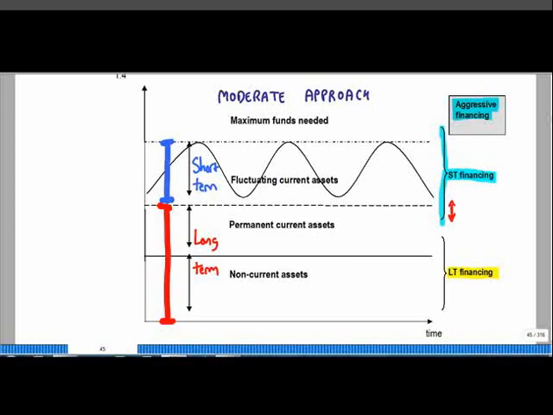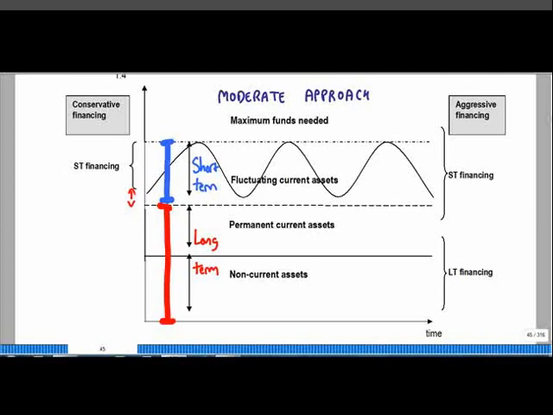The other extreme approach that we could use is described on the left-hand side of the diagram as a conservative approach. And with a conservative approach, you are going to use some short-term financing, but less than what you need to cover your movements in your fluctuating current assets. And you're going to rely on long-term financing to cover most of your funds needed in any particular month.